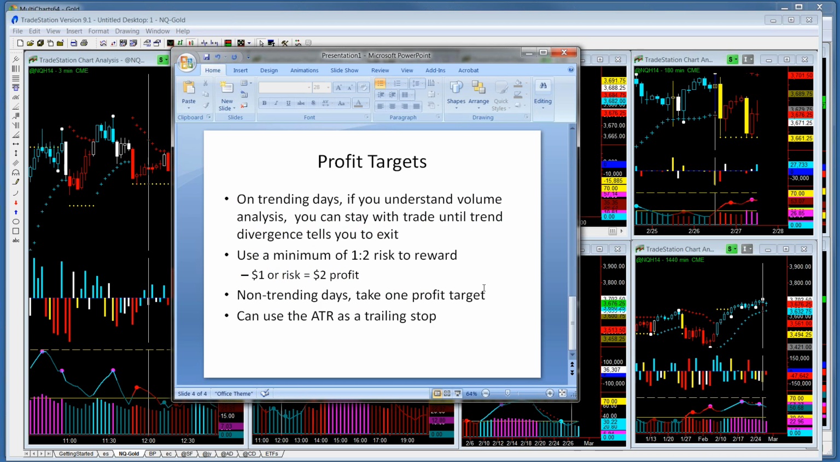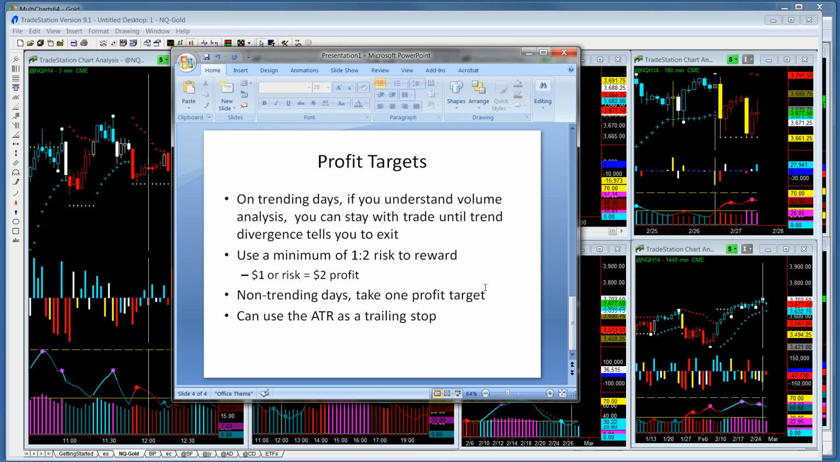Okay. Now, how do you take profit targets? There are so many different ways of taking a profit target. If the market is trending and you understand volume, sorry, I had to sneeze there, you can stay with the trade until the trend divergence tells you to exit. You use a minimum of 1 to 2 risk to reward. That means for every dollar risked, you take $2 in profit.